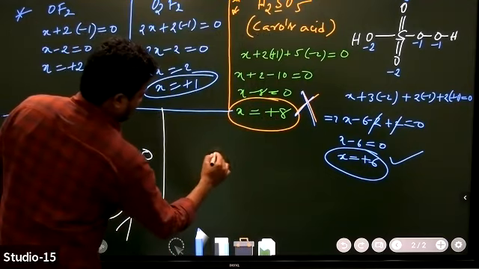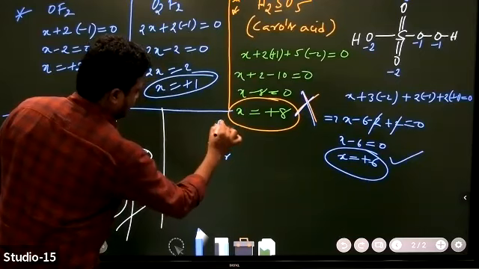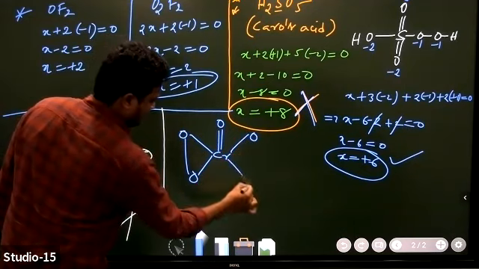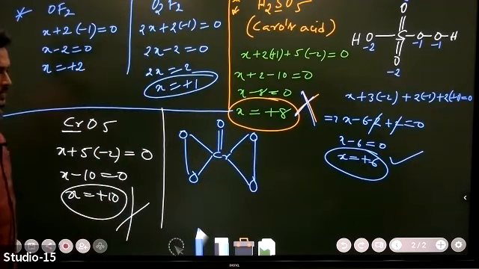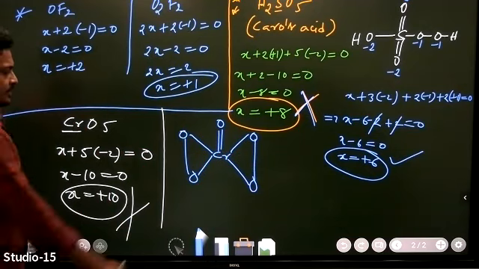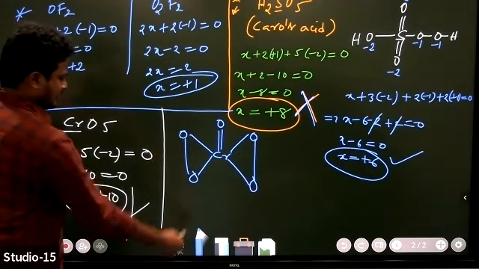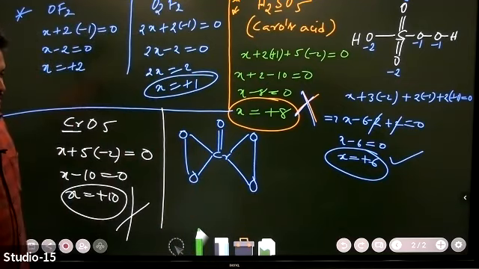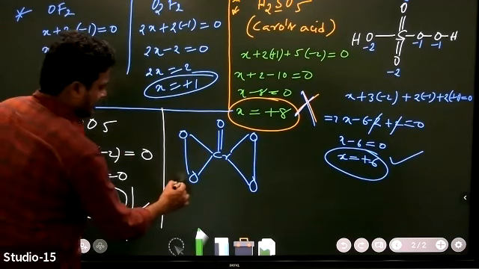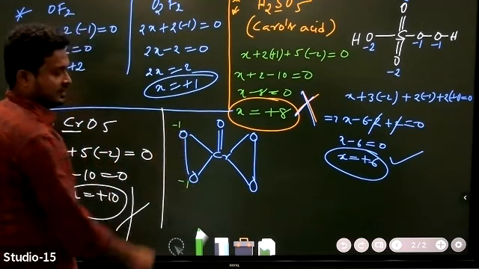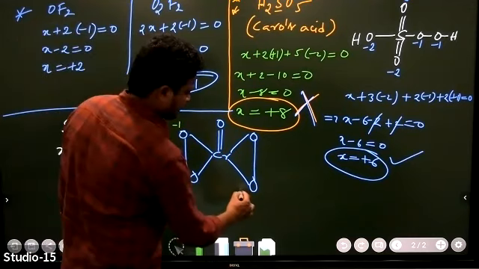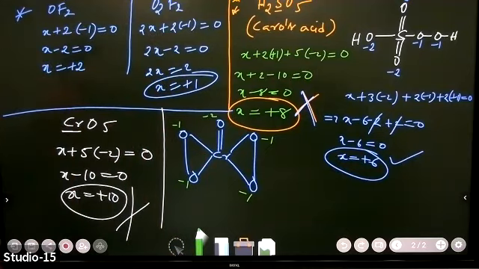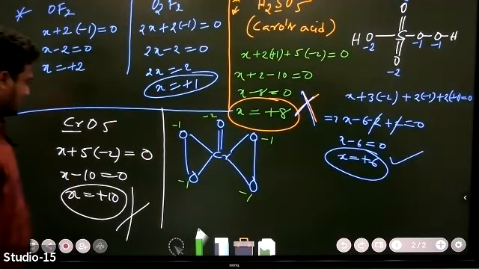This is the structure of CrO5: Cr, double bond O, and oxygen-oxygen linkages. Now tell me, what is our answer? If two oxygen atoms are directly linked together, which linkage is it? Peroxy linkage. In peroxy linkage, each oxygen shows -1 oxidation state. This oxygen shows -2. Now what is the answer? -6, sir. Very good.